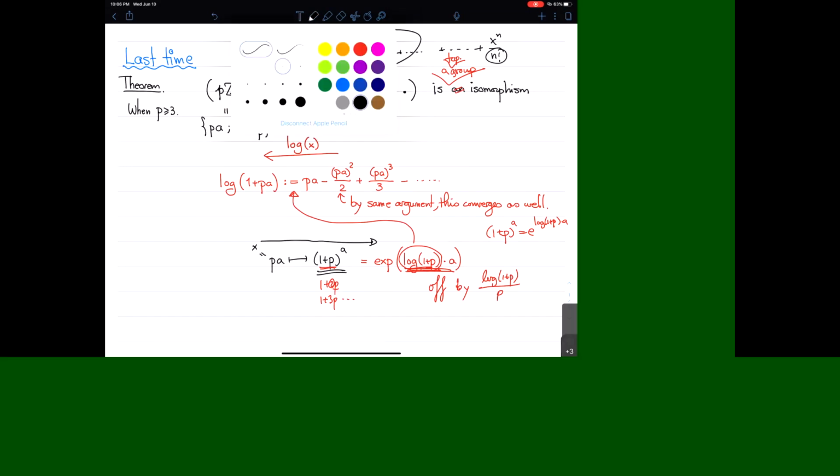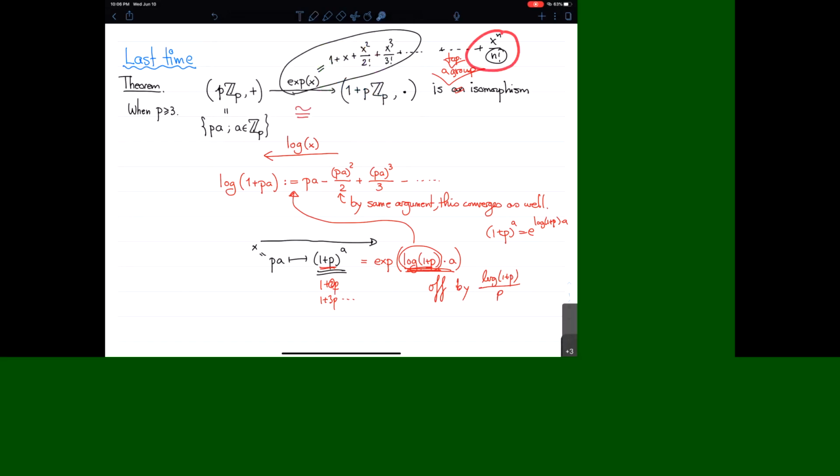On the other hand, in the p-adic world, dividing by something is not that good. If you have p in the denominator and you divide by that, the p-adic norm will get large. So having this n factorial in the denominator is not a good thing for you. It actually works against you.